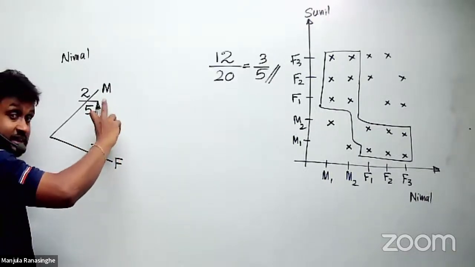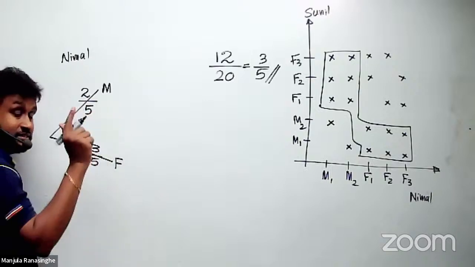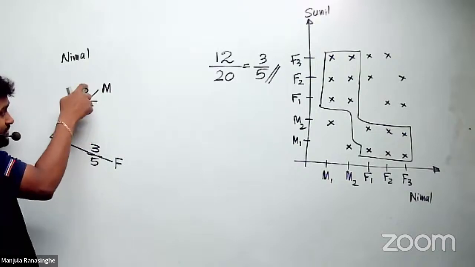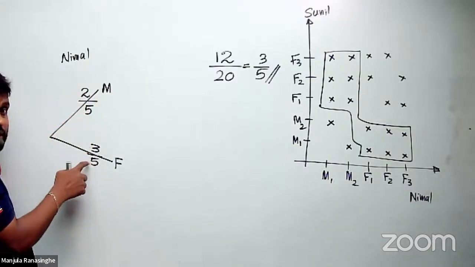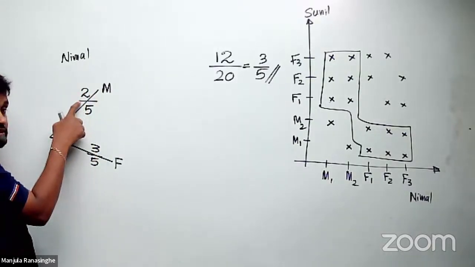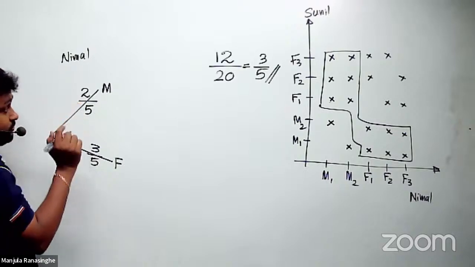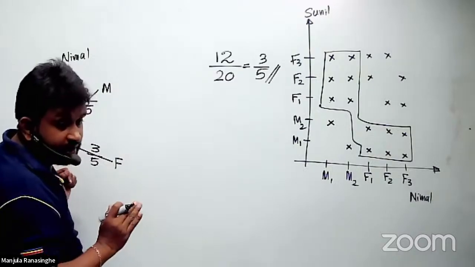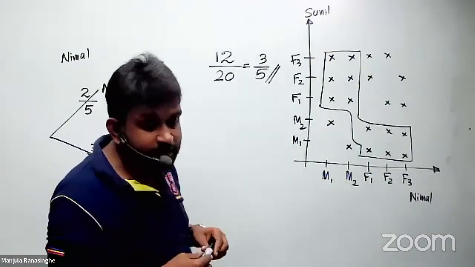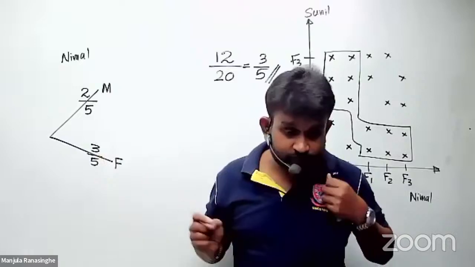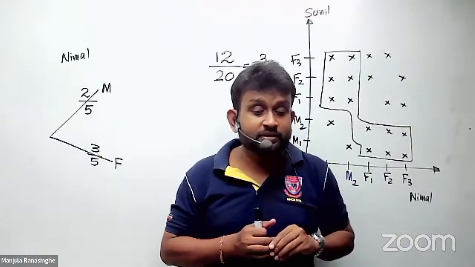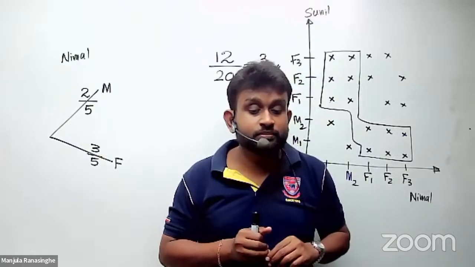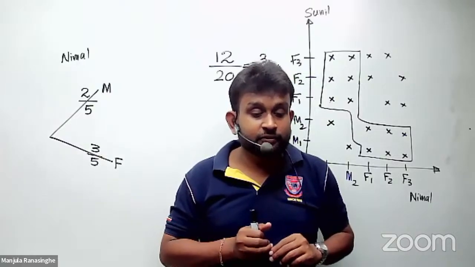Always remember the sum of these two branches is 1. Once you have found the probability of a certain branch, the other one is 1 minus this one, easily taken out, right? Nimal's probability is done. That part is okay.